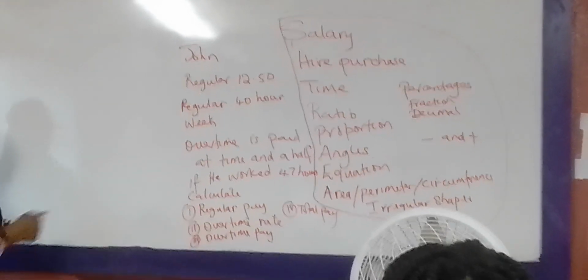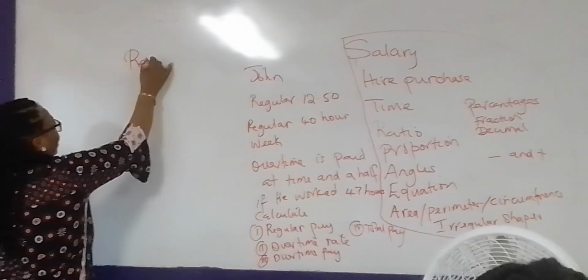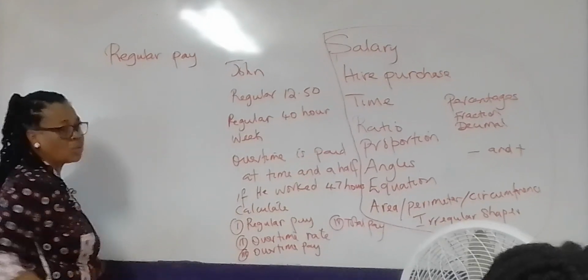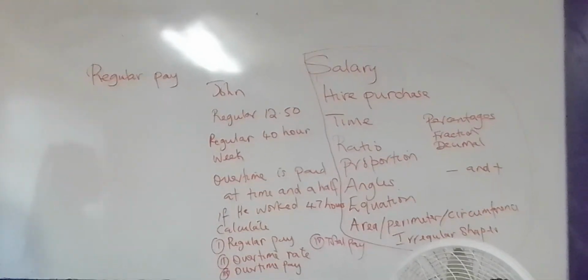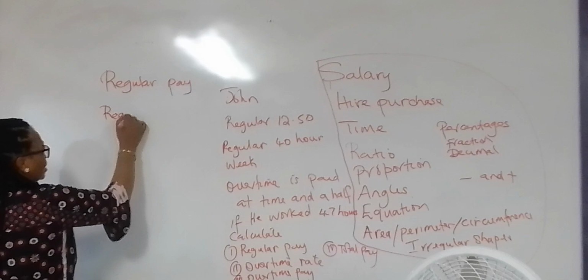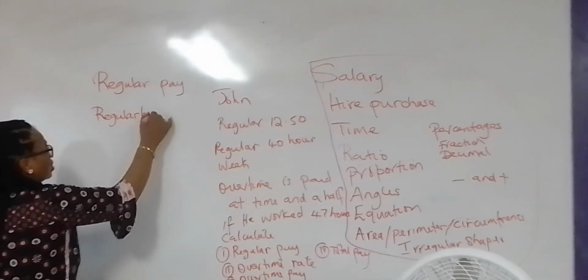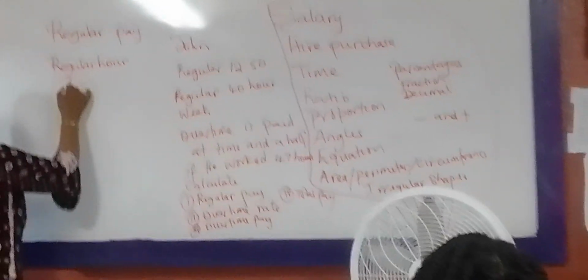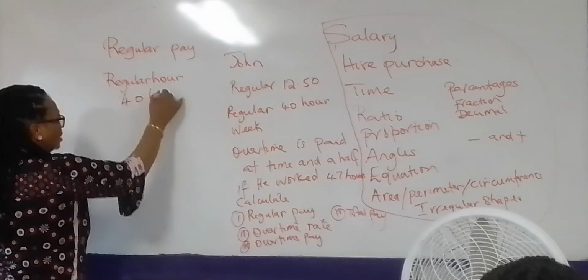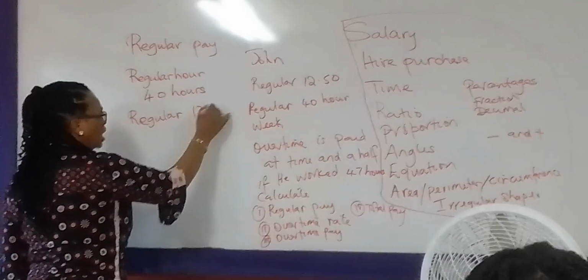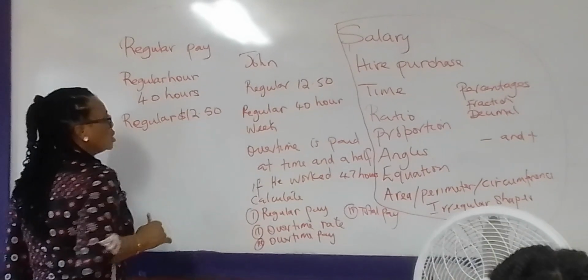Now, how am I going to calculate regular pay? Somebody, what do I do to calculate regular pay? It is regular hour. Let's go with that. I'm going to take his regular hour, which is how many hours? Regular hour, 40 hours. And I'm going to multiply that by his regular rate, which is $12.50. And please put in the dollar sign.